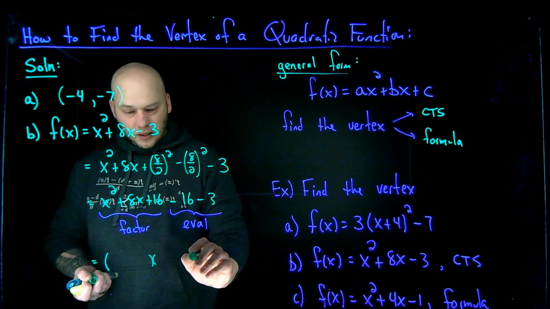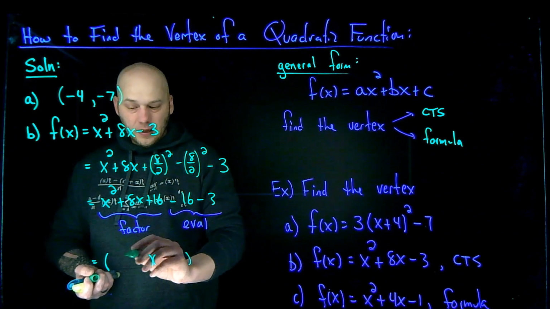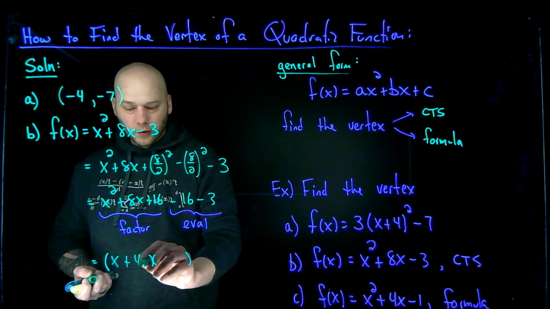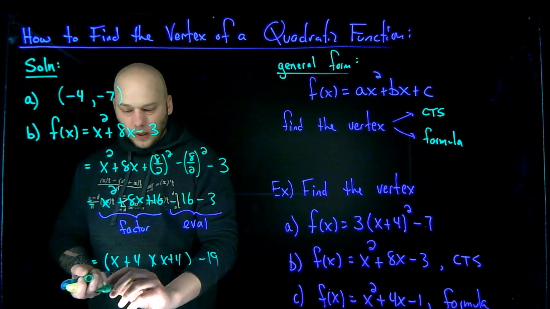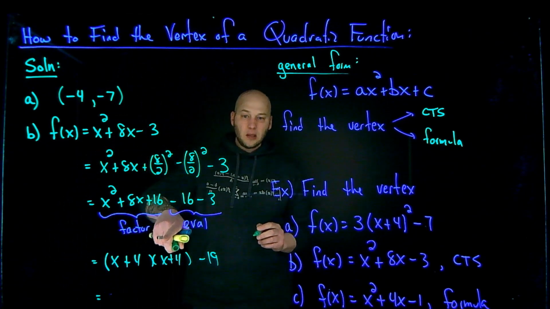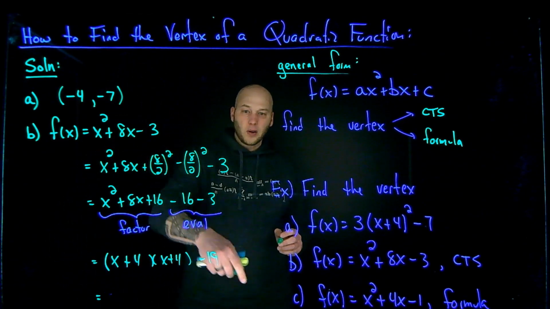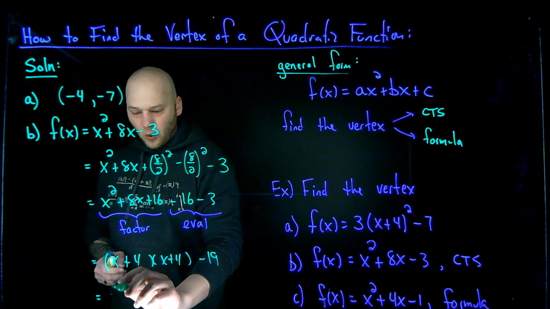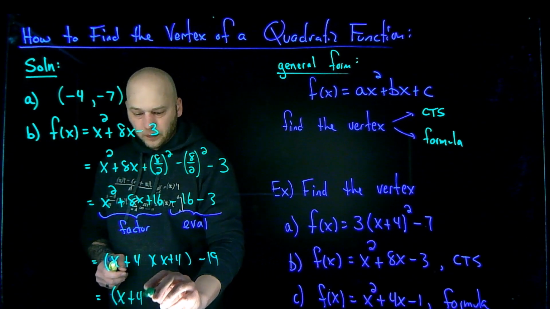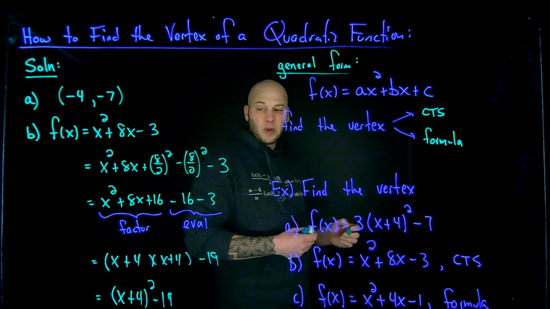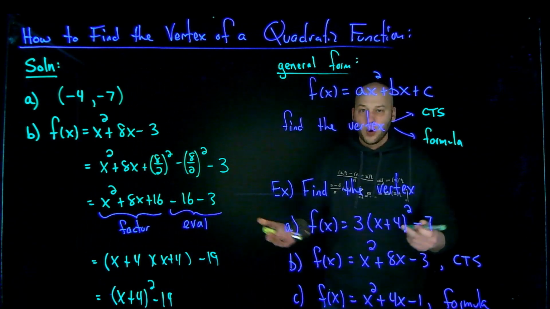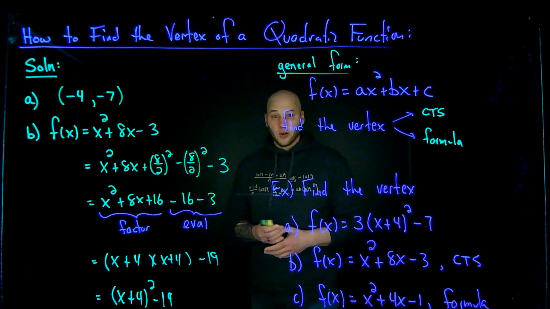Product is 16 and the sum is 8. That would be 4 and 4. So x plus 4 minus 19. Not only does it factor nicely, but notice this is actually a perfect square. X plus 4 quantity squared minus 19. That then puts me in the form for finding the vertex very easily, right?